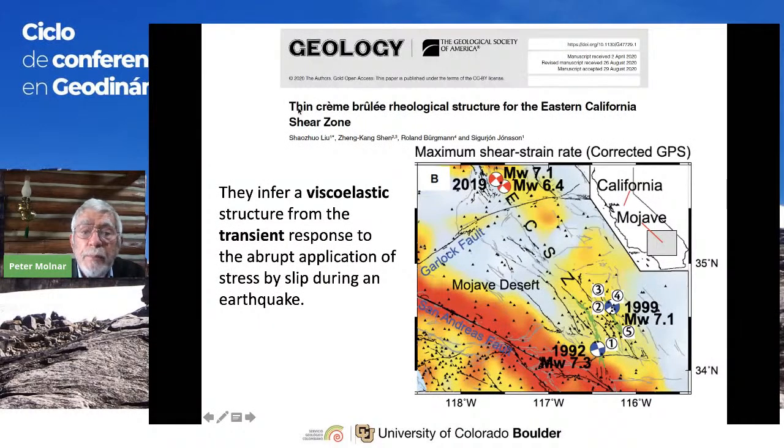Here's a paper, creme brulee, right there in the title. Bergman was one of the people who coined the term, but this is an analysis of GPS velocities after 2 large earthquakes that occurred in eastern California. So the San Andreas Fault comes down through here. Here's a map of California, and you see this block. And these earthquakes occurred out in this region, and they caused deformation.